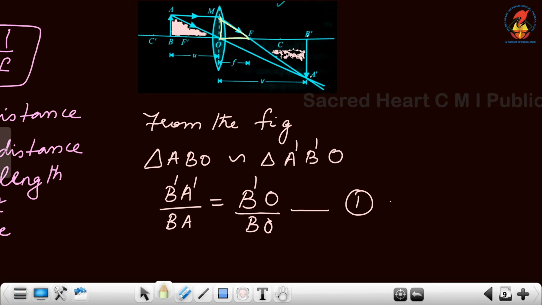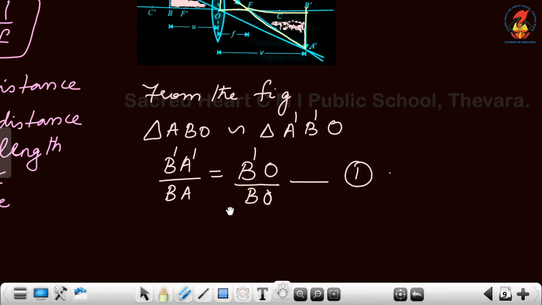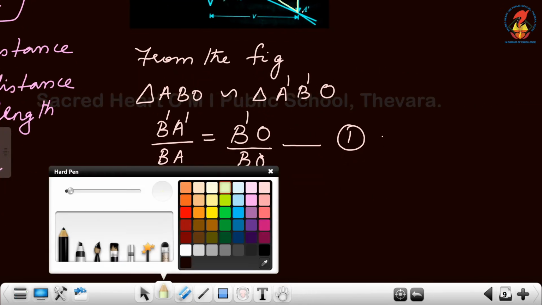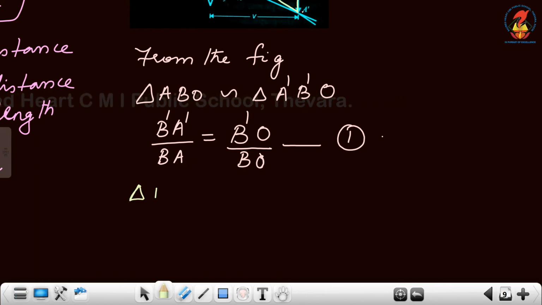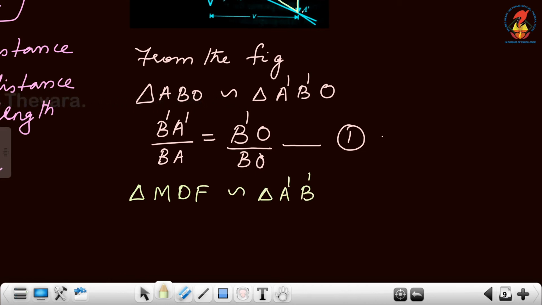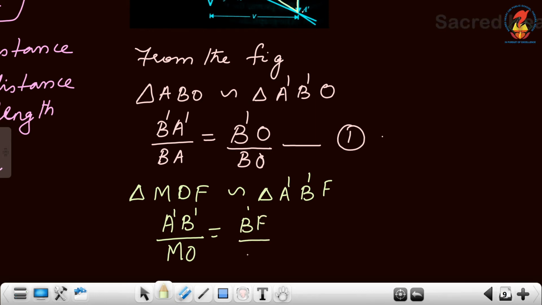MOF and triangle A dash B dash F. So triangle MOF is similar to the triangle A dash B dash F. So again, formulating the equation, we get A dash B dash divided by MO is equal to B dash F divided by OF. This is equation 2.